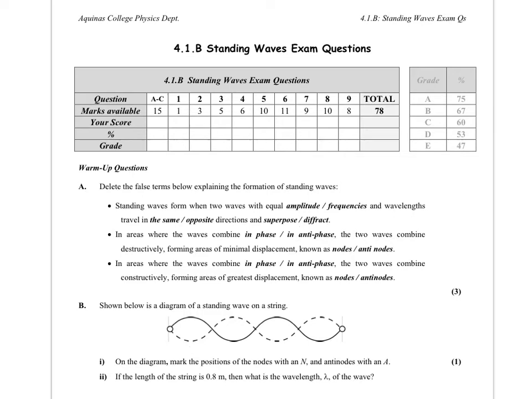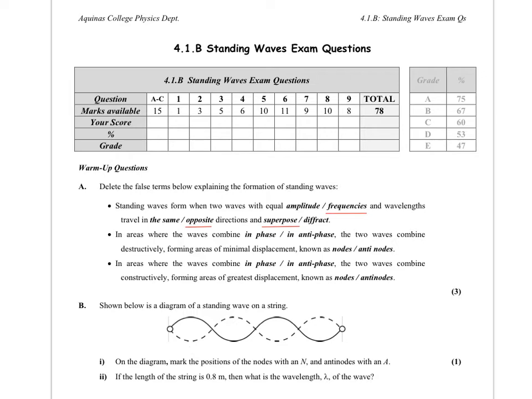So to form a standing wave, those waves need to have equal frequencies and wavelengths. They must be travelling in opposite directions. And then the effect of the standing wave is formed by those waves undergoing superposition.